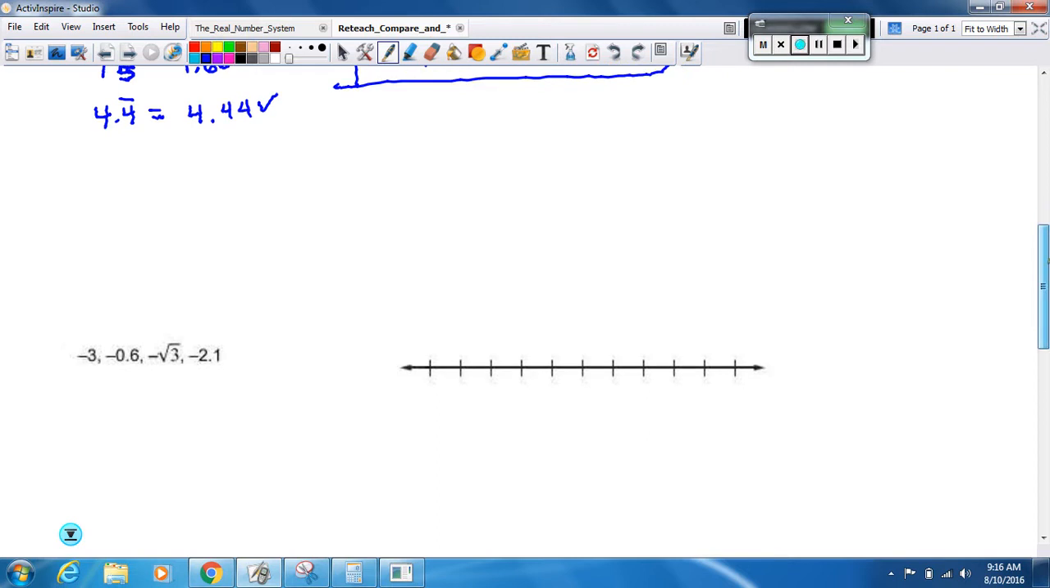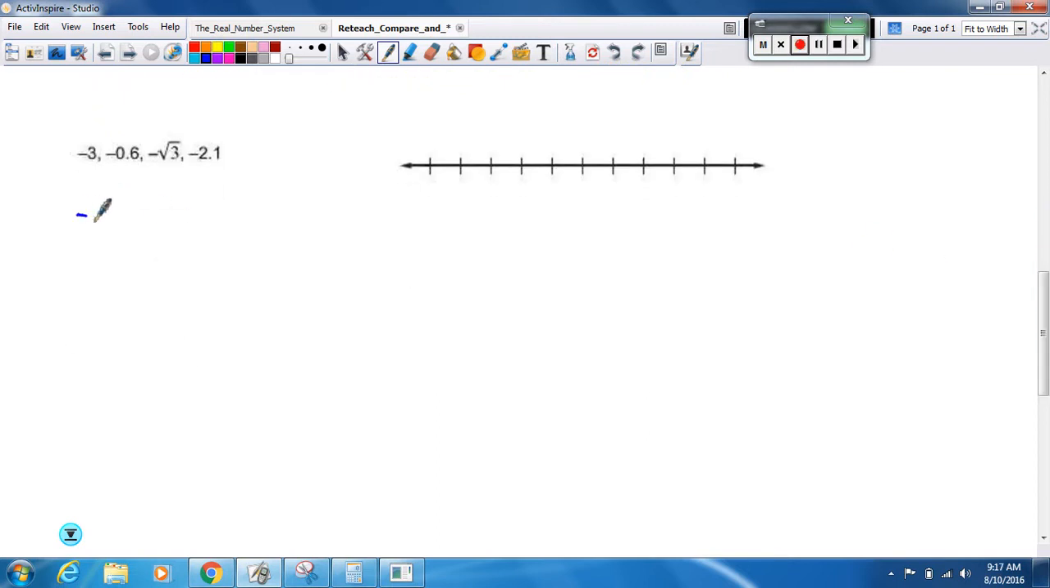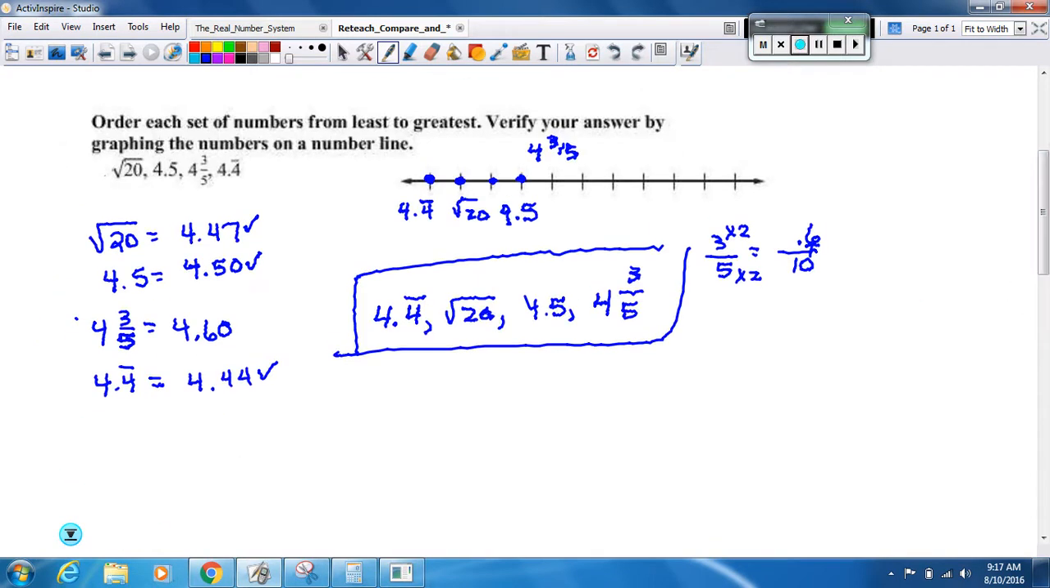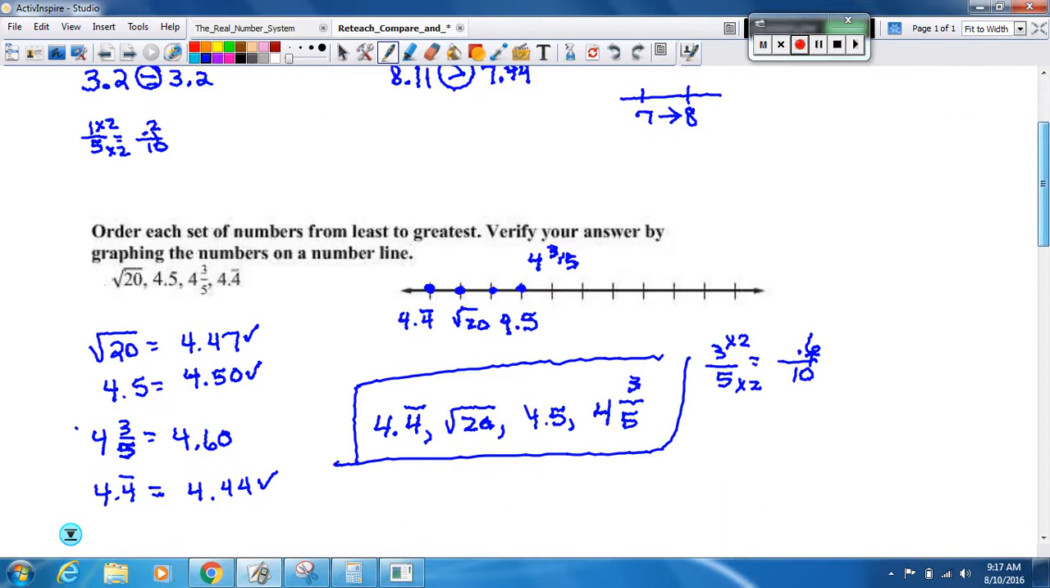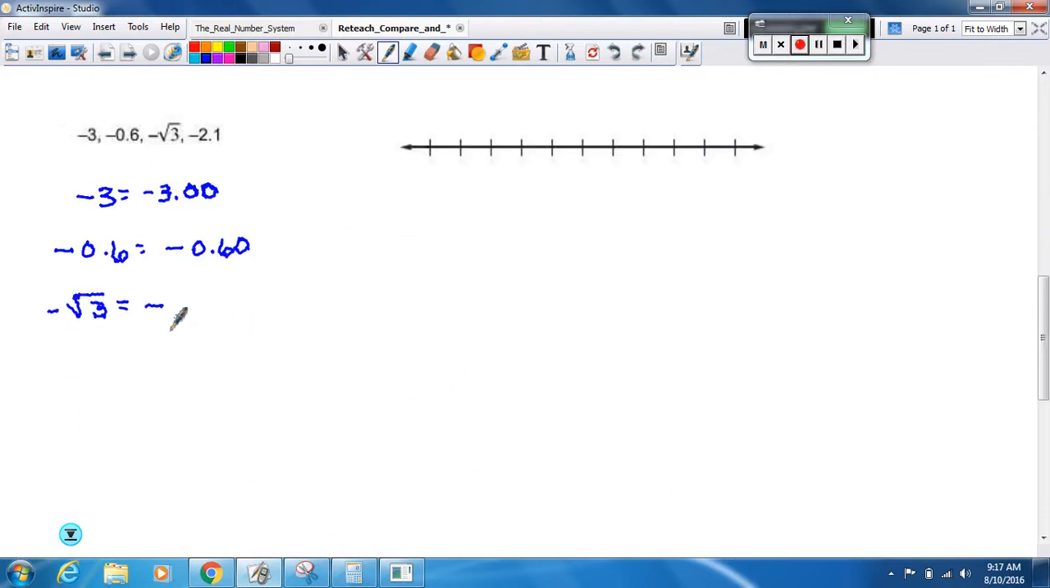Okay, so on the next one, -3 is like -$3. -0.6 is like -60 cents. Negative square root of 3, I had it figured out about here, is $1.73. And then negative 2.1 is negative $2.10.